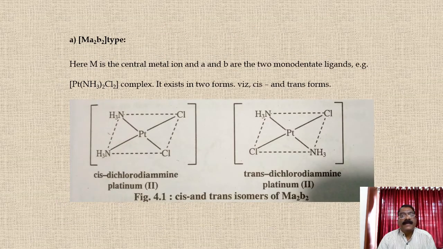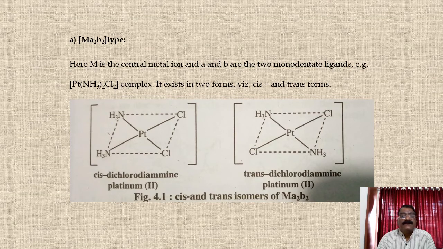First type, MA2B2. Here M is the central metal ion, and A and B are two monodentate ligands. See the example of this: [Pt(NH3)2Cl2]. It exists in two forms, that is cis and trans.